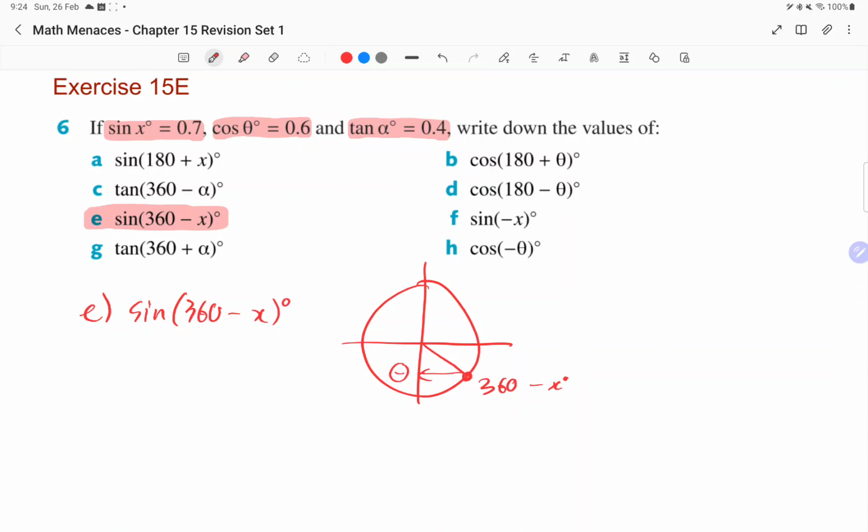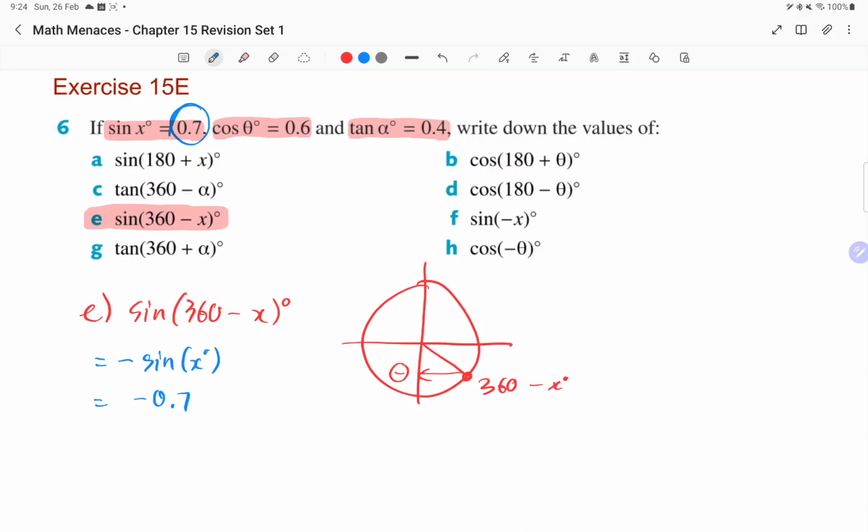Isn't it just negative 0.7? Yes, correct. It is negative 0.7. How you write this is equals to negative sine x degrees. So you make it negative or positive of the sine of the base angle. That would be the best way of writing it, and then you write down the answer, negative 0.7. That's it. Make sense so far?